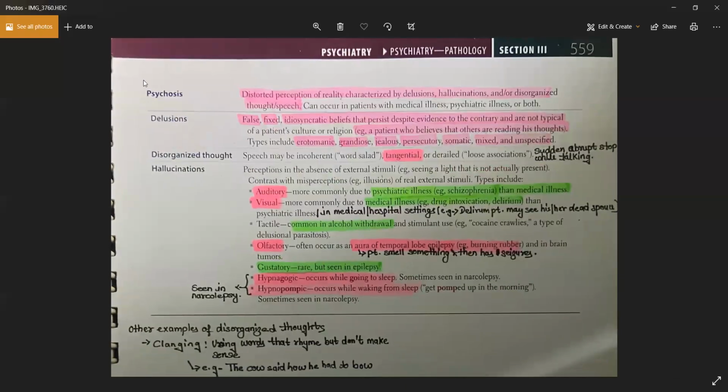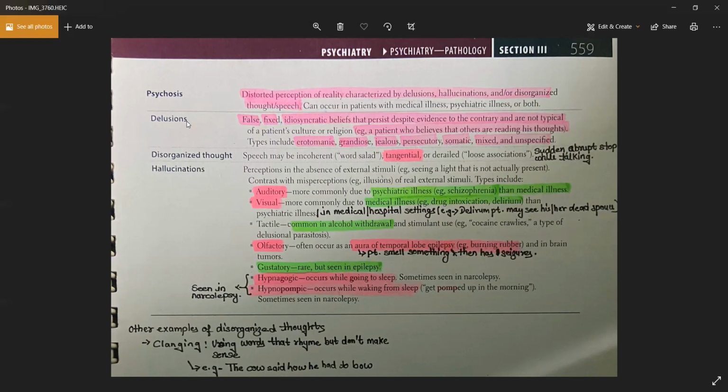Okay, then you have psychosis. In psychosis, you will have delusions, hallucinations, and disorganized speech or thought. Let's discuss what they are. First are the delusions. Delusions are a kind of fixed false belief. No matter how much evidence you give against these delusions, the patient will still believe them.